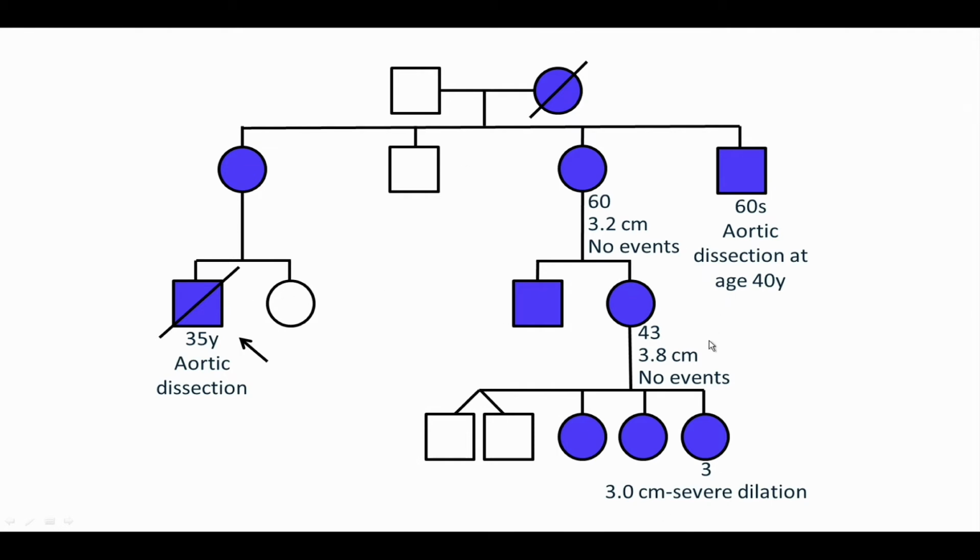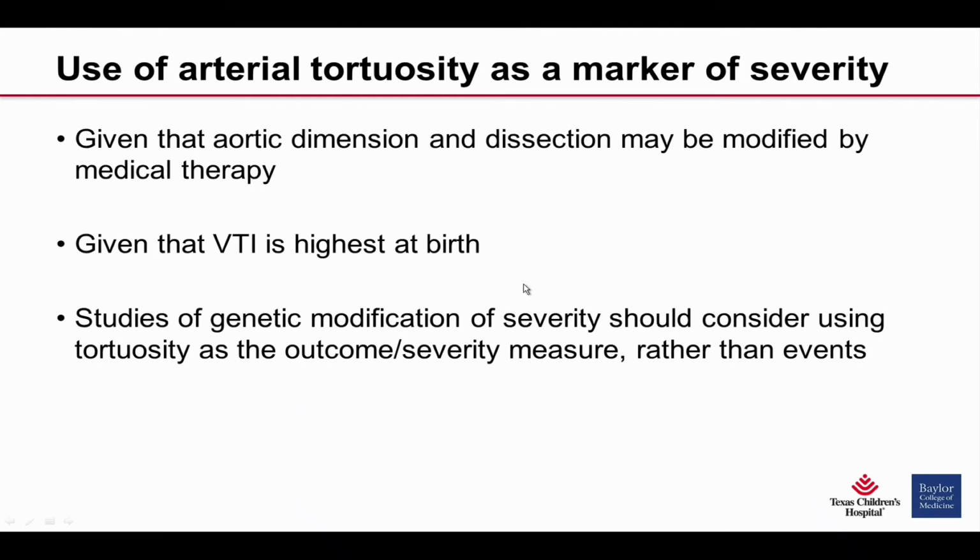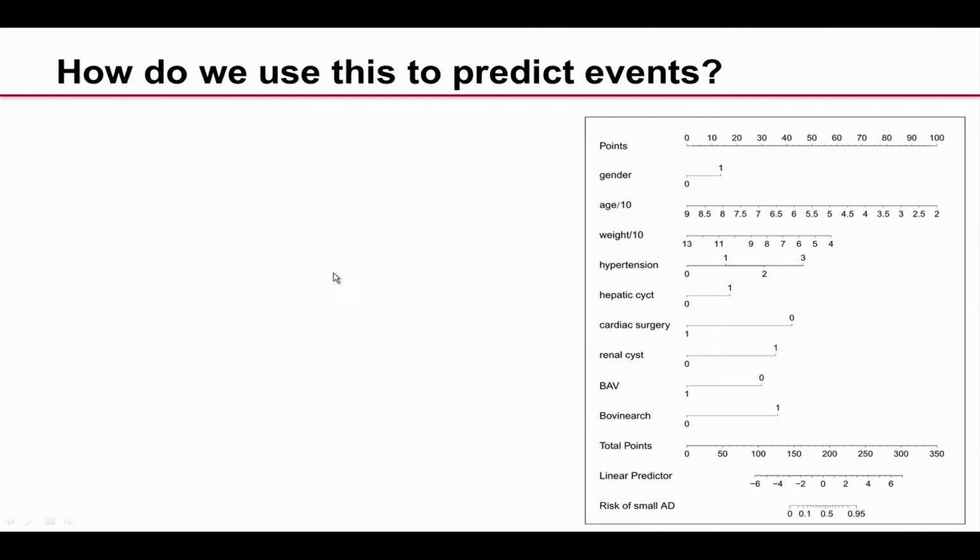And what we did is we looked at the tortuosity in all of these family members and said, does that tell us the modification? We could have told this at a very young age. And in fact, it did. The 2 men that had dissection both had a VTI around 200, and everyone else was lower. This one person that was 110 is that 3-year-old who has not had an event, but she's only 3 years old. And we saw that whether we used vertebral artery tortuosity, aortic tortuosity, or height-adjusted vertebral artery tortuosity, there was a correlation. And so basically, again, we should associate it with birth.